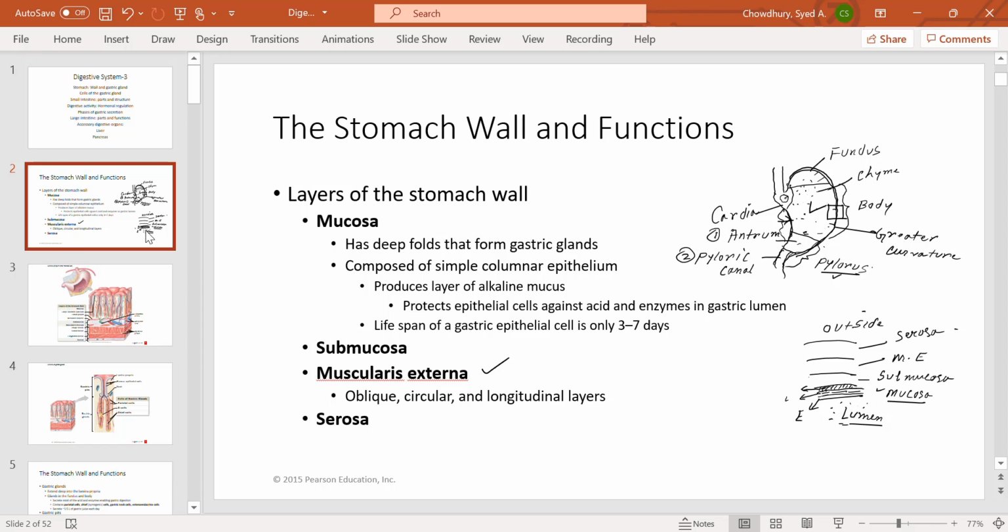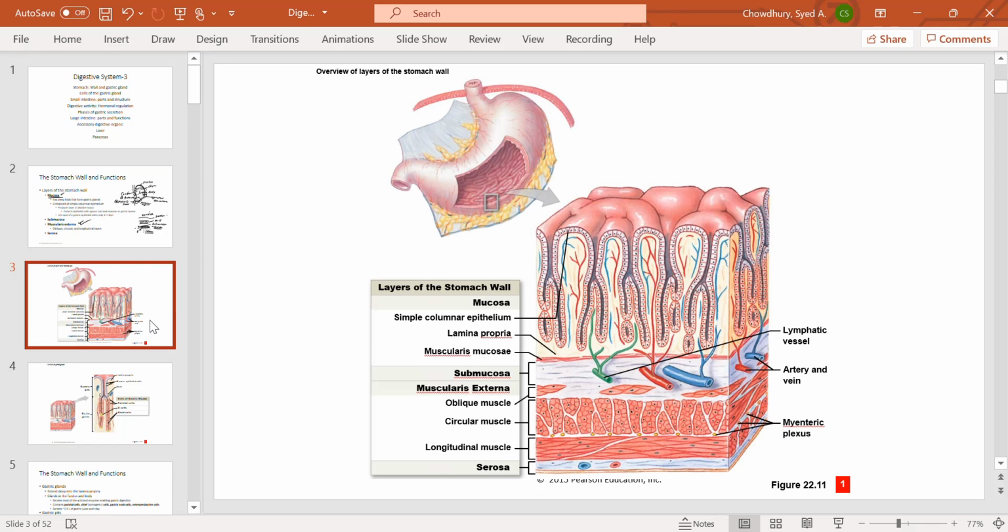And this layer causes very weak contraction. This is the main thick muscular layer, muscularis externa. This one gives strong, forceful contraction. Okay, so now I'll see what are the layers of the mucosa, those three layers. So let's see that. So here you see the mucosa, this is inside, this is outside.